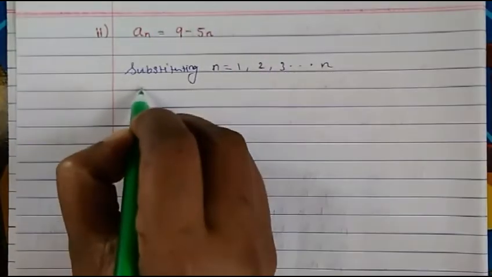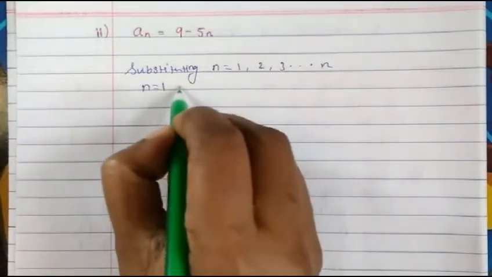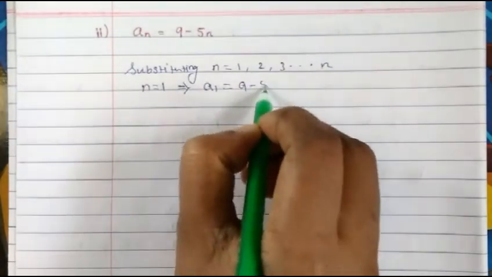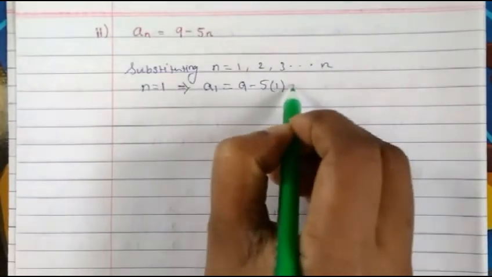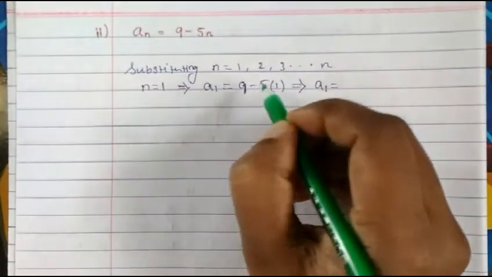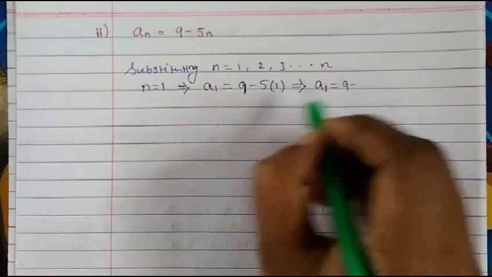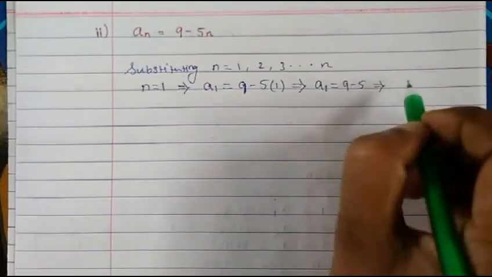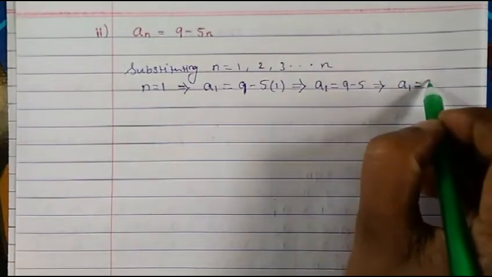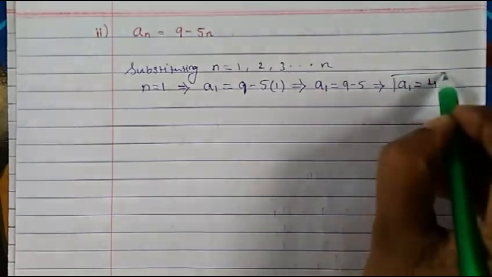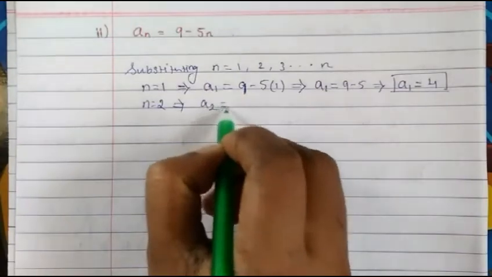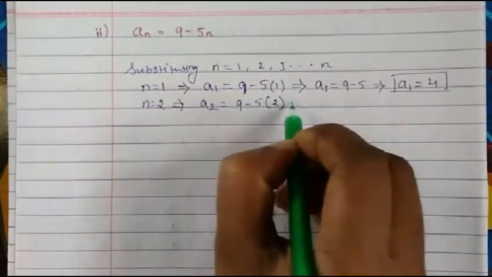So when n equals 1, then a1 equals 9 minus 5 into 1, that will give us a1 equal to 9 minus 5, which is 4. So this is a1. In the same way, when n is 2, a2 equals 9 minus 5 into 2.